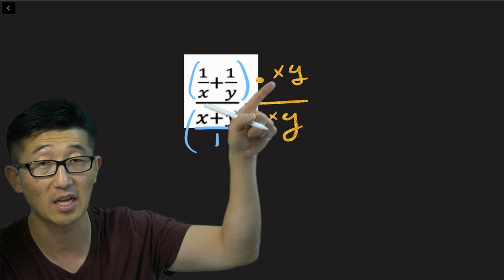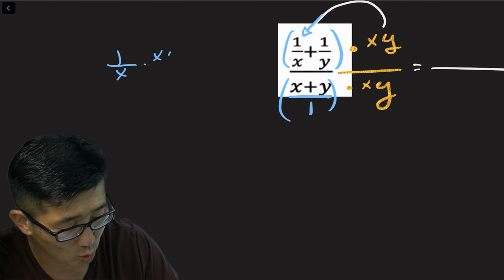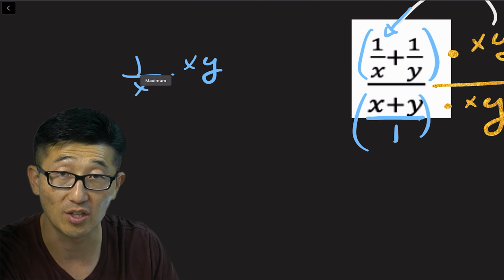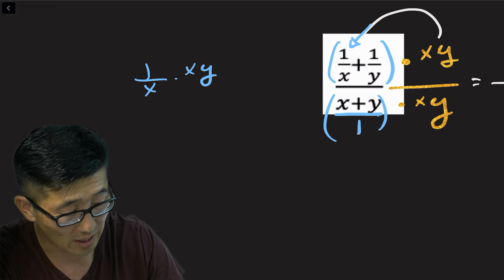Now, if you multiply 1 over x times x over y, okay, now, if you have a hard time seeing this, I'll just write it separately right here. 1 over x times xy, what will cancel out? You can cancel out the 2 x's, and all you're left with is the y. Does that make sense?